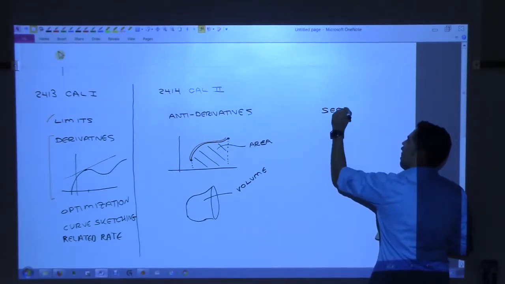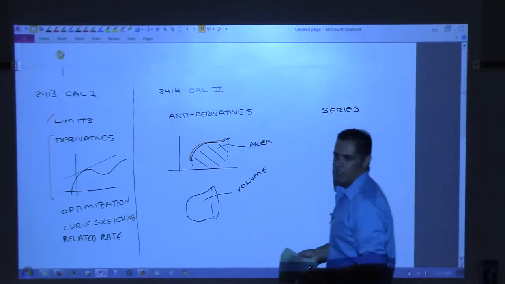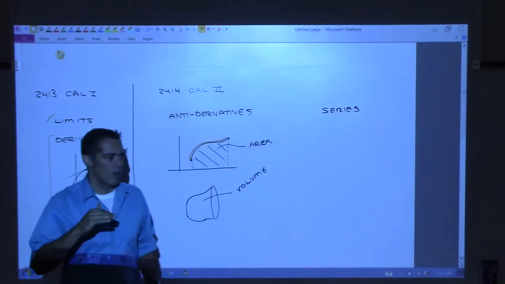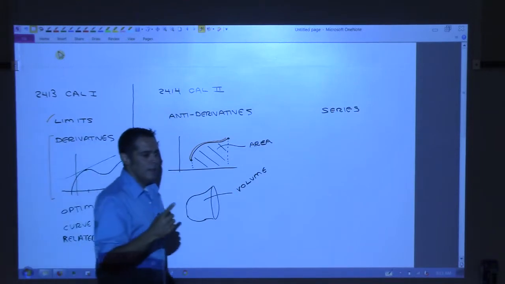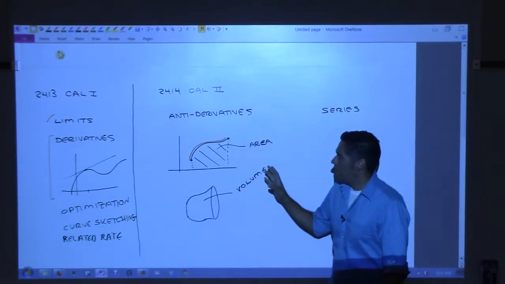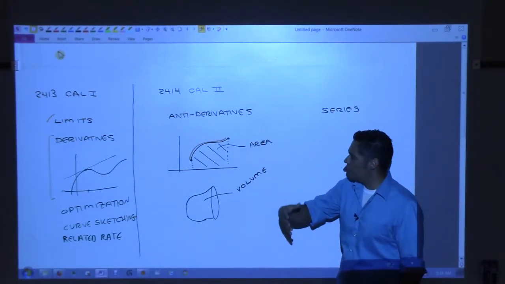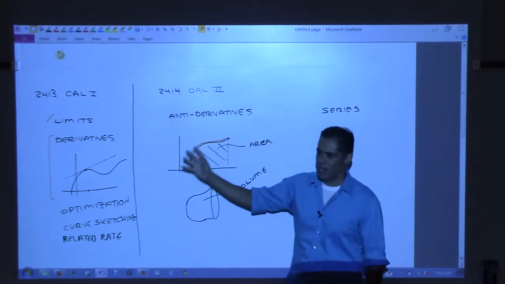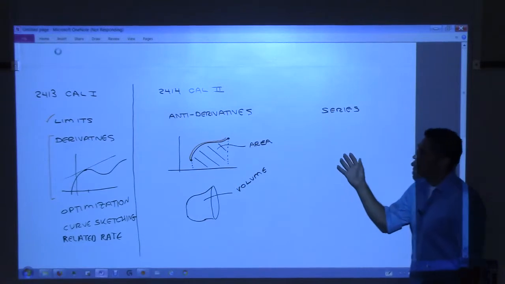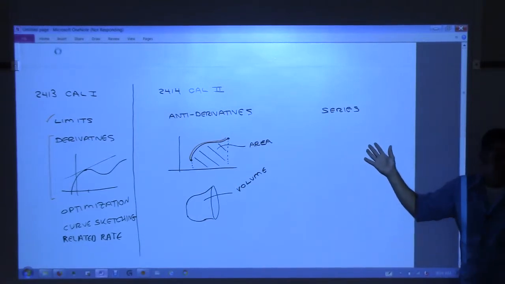And this last part is called series. And that is the hardest part of the class. Let me tell you why. Number one, a lot of students, maybe in your high school or somewhere in your background, have done derivatives and some antiderivatives, and maybe you've seen some of this in high school. A lot of times, students have never seen series. And so it's brand new.